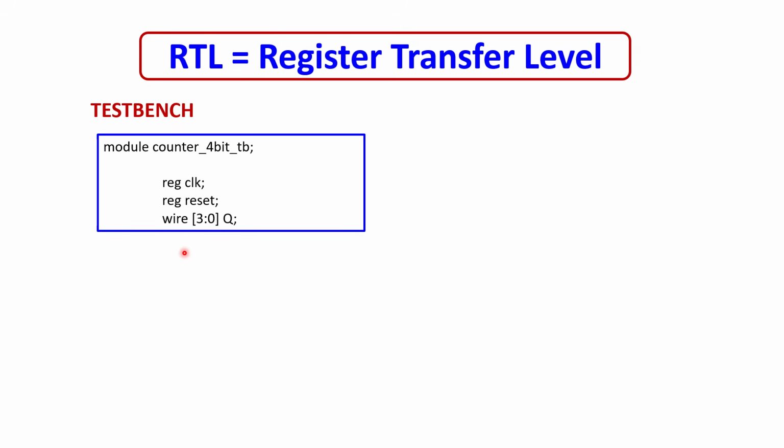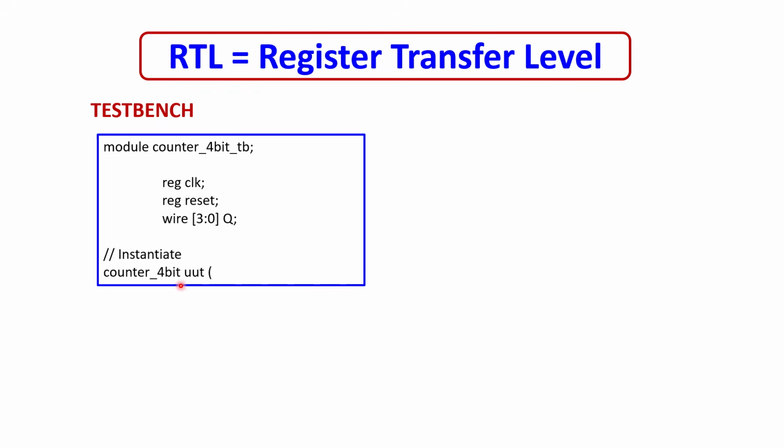After completing this first step, the next step is to instantiate the design. Look at this. We need to instantiate, that is, we need to bring our code into this Testbench. The first thing is we have to give the module name which we have given in the RTL code. There we have given counter underscore 4-bit. That name we have to give here. And then UUT is unit under test. We know that it is the instance name.